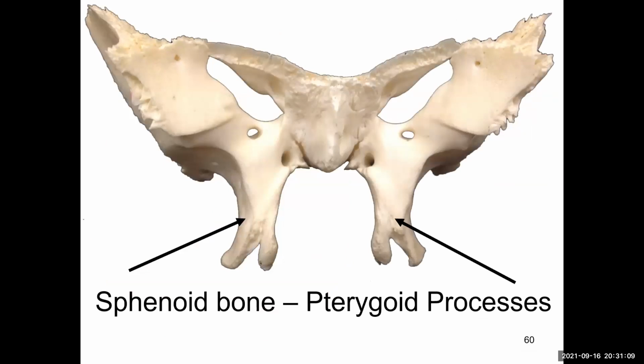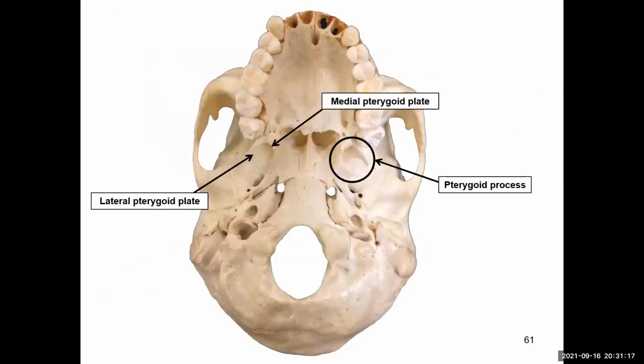All right, back to the sphenoid bone. There are the pterygoid processes that hang down. They're going to be on either side of your hard palate. And you can see the pterygoid process from this view, and then the lateral and medial pterygoid plates. Obviously, the medial is going to be closer to the midline of the skull. The lateral pterygoid plate is going to be more to the outer edges of the skull.